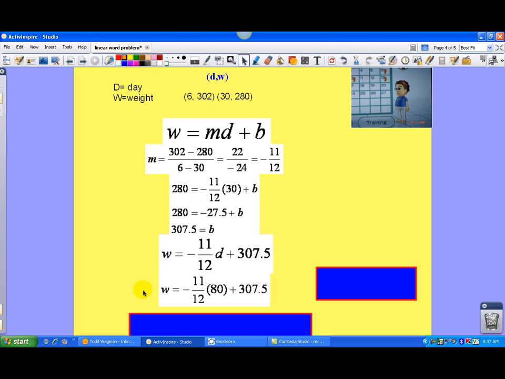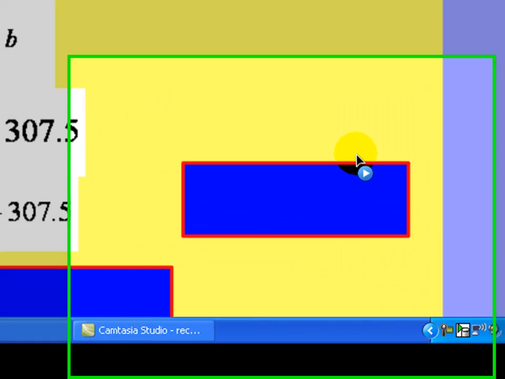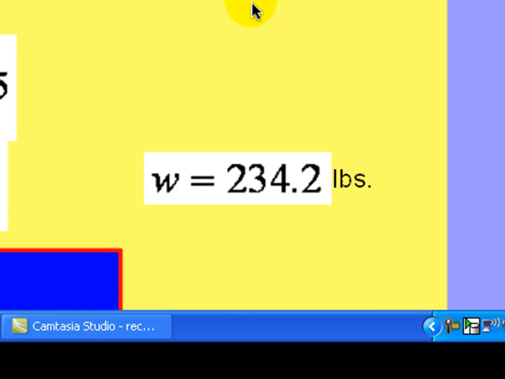Okay, so again, I think it's really important that any concept you're teaching, you somehow tie it to something that you can put meaning to, that students can put meaning to. So we have our equation, and once we have our equation, then we can answer our question, which is: based on this equation, based on this model, predict the weight, predict W on day 80. So you just have to calculate that, and we get an answer.